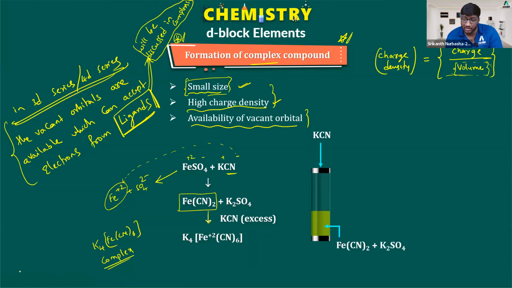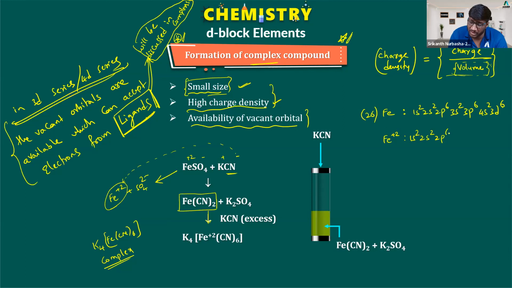Let us now try to understand the availability of vacant orbitals in Fe2+. What is the electronic configuration of Fe? 1s2, 2s2, 2p6, 3s2, 3p6, that is 18, 4s2, 3d6. Sorry, no, 26. Fe2+ means we have to remove 2 electrons. From where will you remove the 2 electrons? From the outermost orbital, so 4s2 only. So 1s2, 2s2, 2p6, 3s2, 3p6. After this, you have 3d6 and 4s0. In the 4s, you do not have any electron now. This is the electronic configuration of the Fe2+ ion.